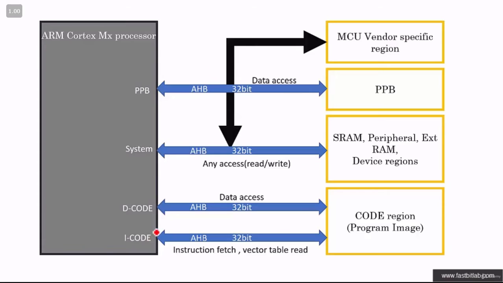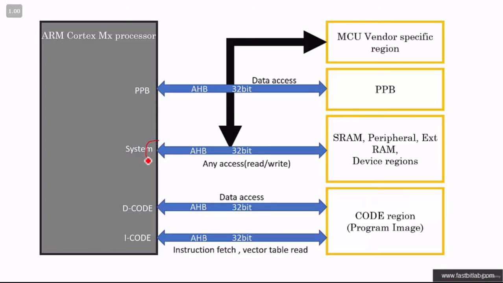That means whenever you execute an instruction from the flash, let's say, that's a code memory in our case, flash memory. Let's say if this is flash, then instructions and vector table will be fetched over this bus. And if you want to do any data access to the flash, then that will be carried out on the D-code bus.